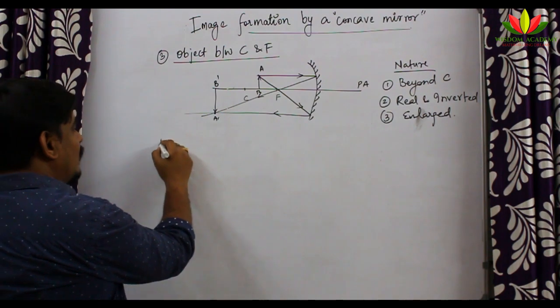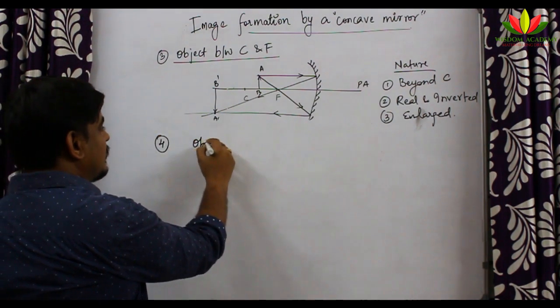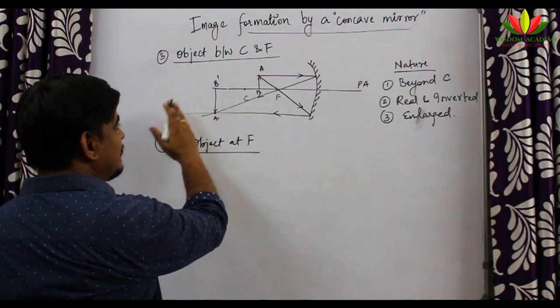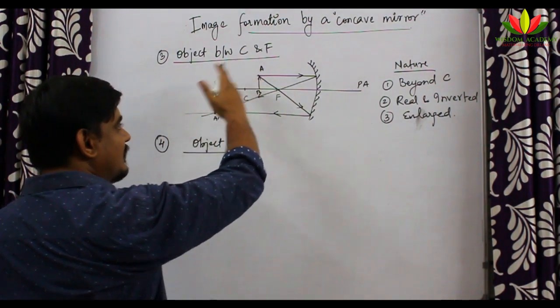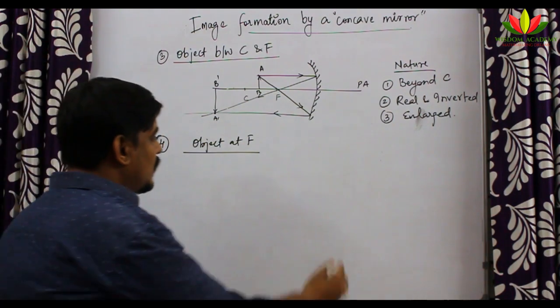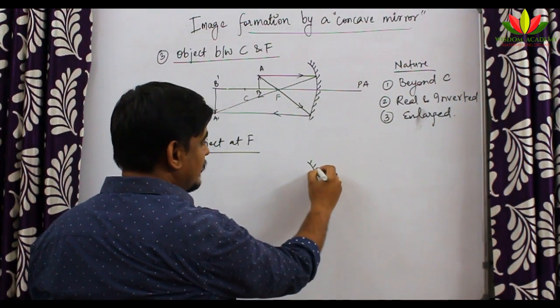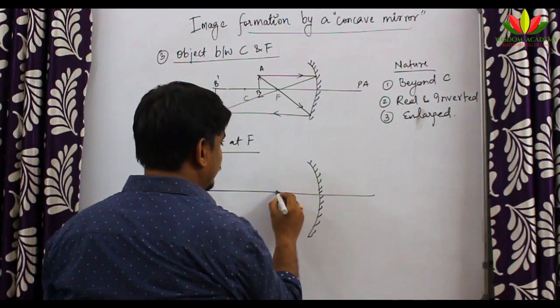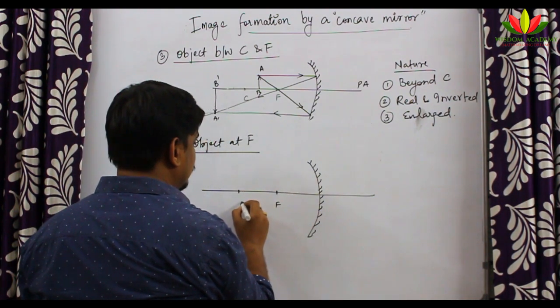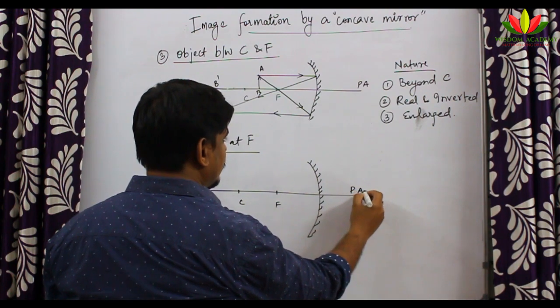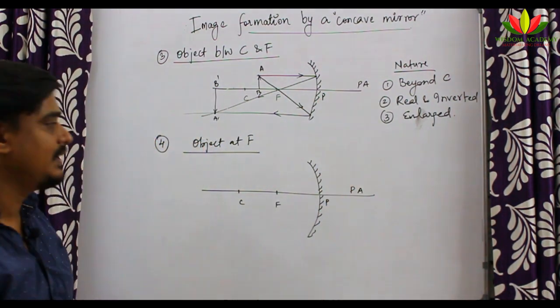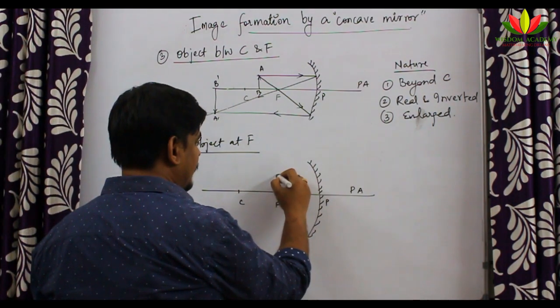So what I will do now, I will keep the object at F. See, first I kept it beyond C, at C, between C and F, now I will go to F. So now I am going to keep the object at the focus. Let us see what will happen. This is the focus, this is the center of curvature, the principal axis, this is the pole. See, I am keeping it here.